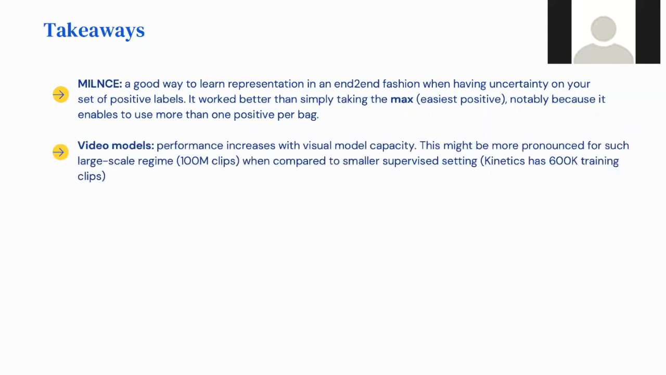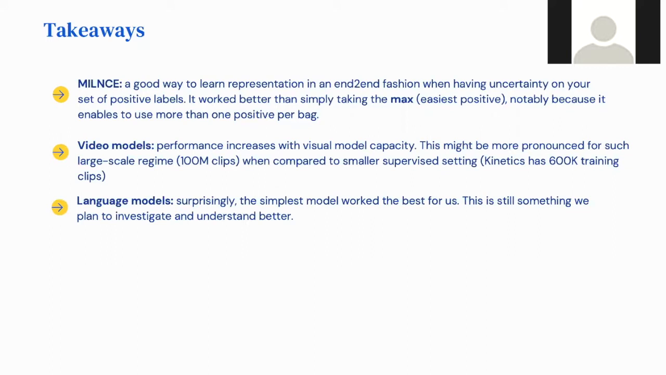In terms of video models, another observation that we had is that the performance was increasing a lot with the visual model capacity. This is something that we further observe in our following work. And I think this kind of behavior might be even more pronounced in such a large-scale regime, when we have 100 million clips, compared to a smaller supervised setting like Kinetics, which is big already, but has less than 1 million training clips.